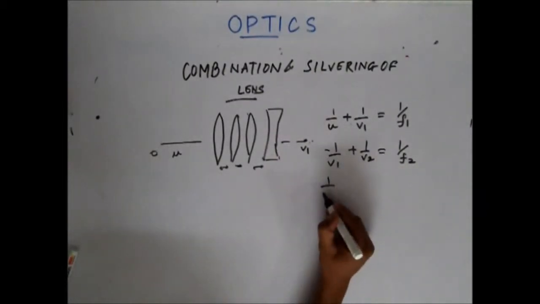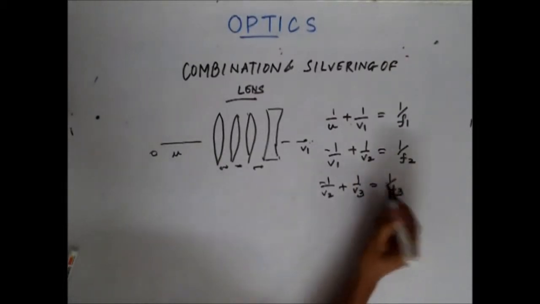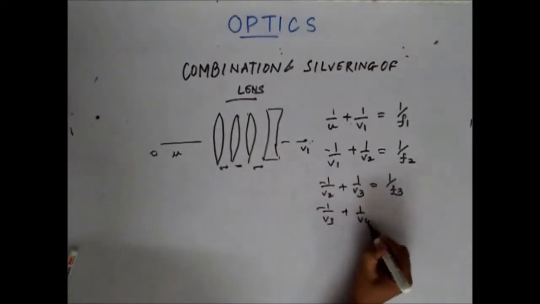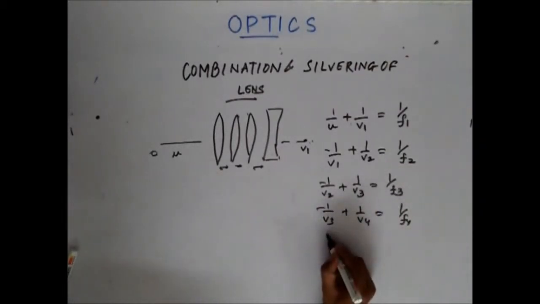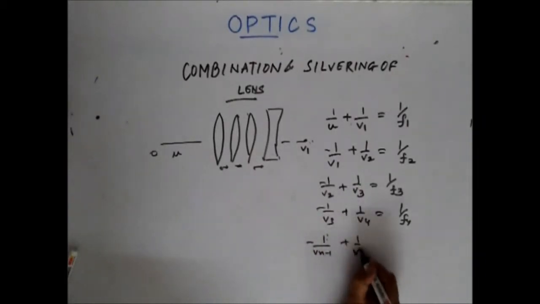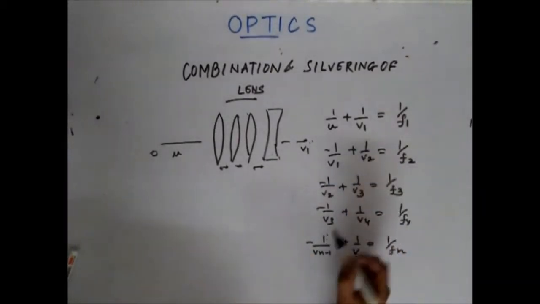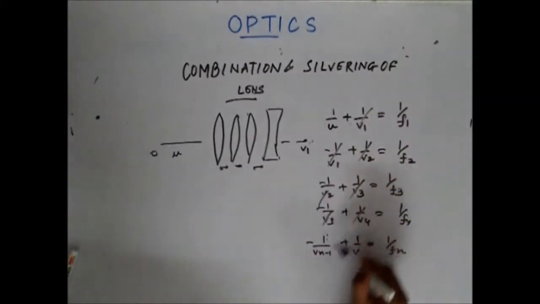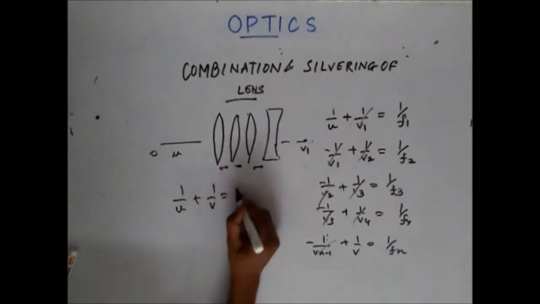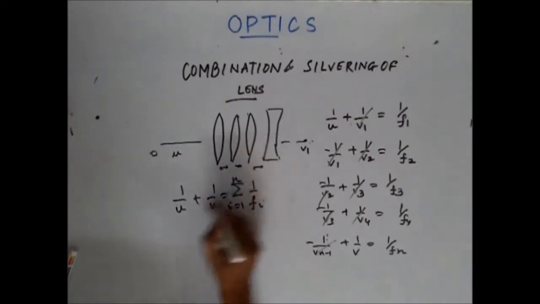For the third lens, I can write minus 1 by v2 plus 1 by v3 is equal to 1 by f3. For the fourth lens, I can write minus 1 by v3 plus 1 by v4 is equal to 1 by f4. So like this we continue till I get minus 1 by v(n-1) plus 1 by v is equal to 1 by fn. Now if I add this, what do I get? This all gets cancelled. So I'll get 1 by u plus 1 by v is equal to summation of 1 by fi, i varies from 1 to n.